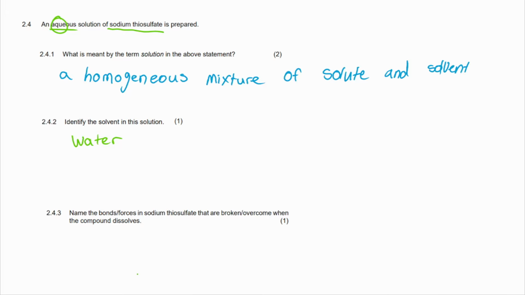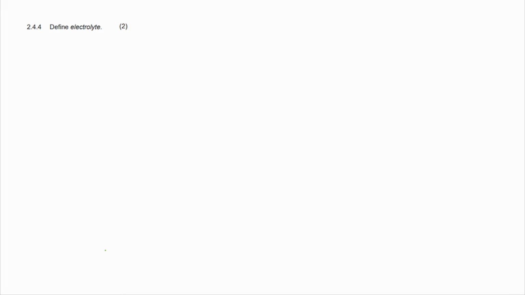So name the bonds/forces in sodium thiosulfate, so the whole thing, that are broken or overcome when the compound dissolves. So the compounds are dissolving, that means their ionic bonds are breaking apart and they're forming ions. Okay, so it's the ionic bonds. All the forces, you could just say it's the electrostatic forces, or you could say the coulombic forces.